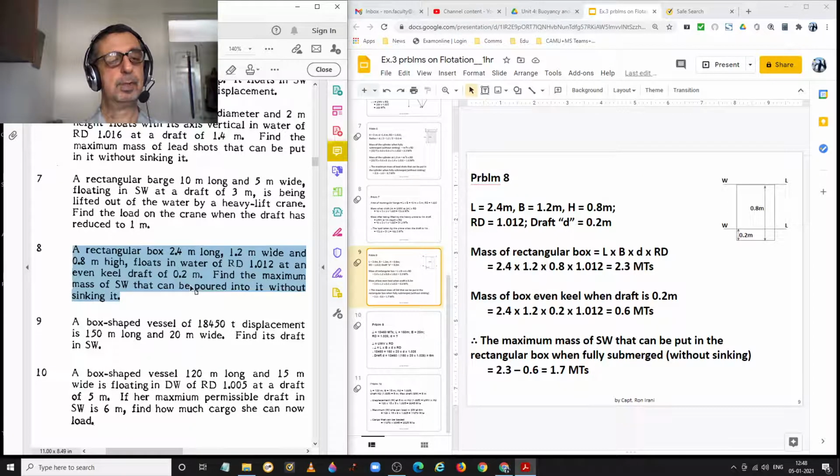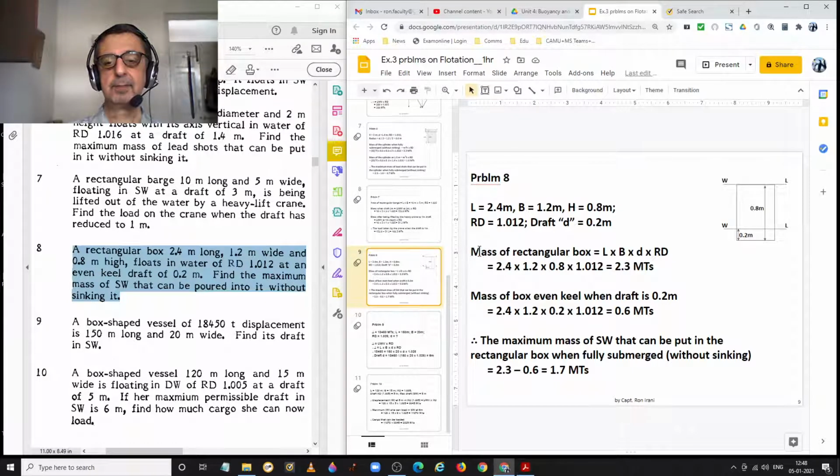As I told you in problem number 6, it does not matter whether it is lead shards or steel shards or water. What matters is some weight is put into it till it sinks down to its maximum height. So, as we see in the diagram, it is floating at a draft of 0.2 meters. Its height is equal to 0.8 meters.